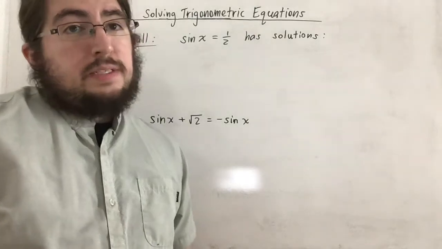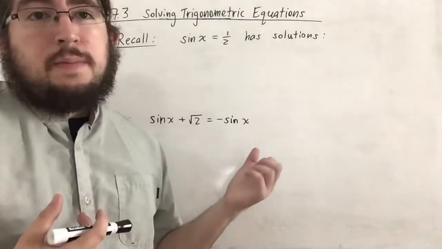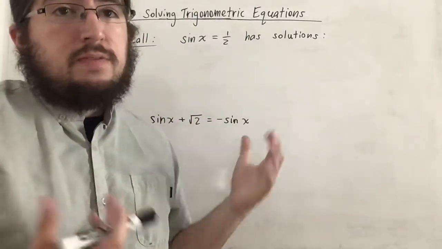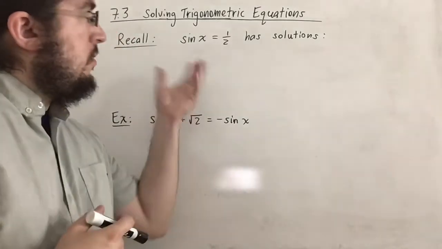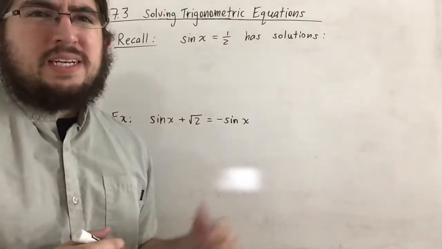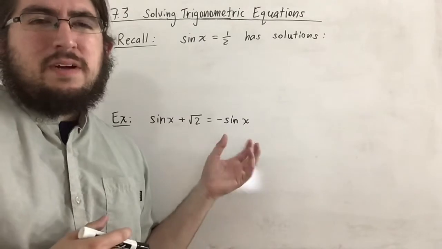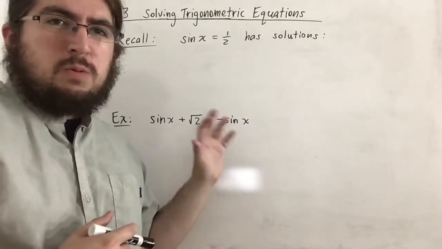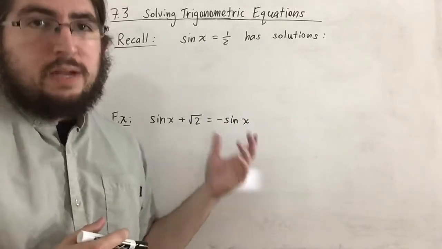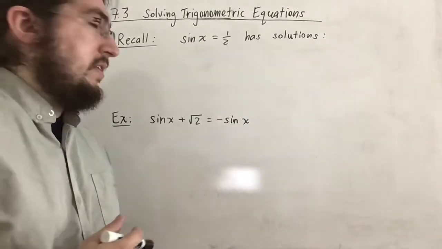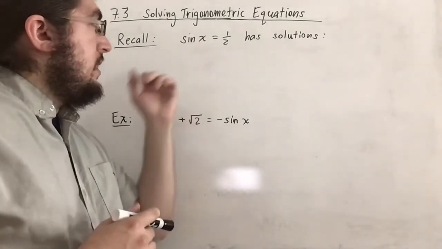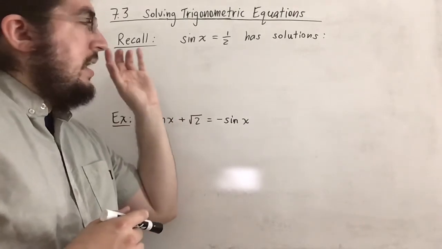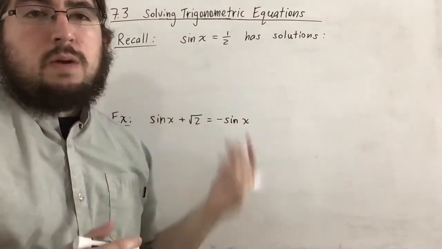Hello everyone, this is chapter 7.3 where we'll be discussing trigonometric equations and how to solve such equations. First I want to recall a simple trig equation, and then this one's actually a little more complicated, but it's just as simple. The only difference is we have to do some moving around before we get to the point where it's similar enough to this. But anyways, this equation says sine of x is equal to 1/2.